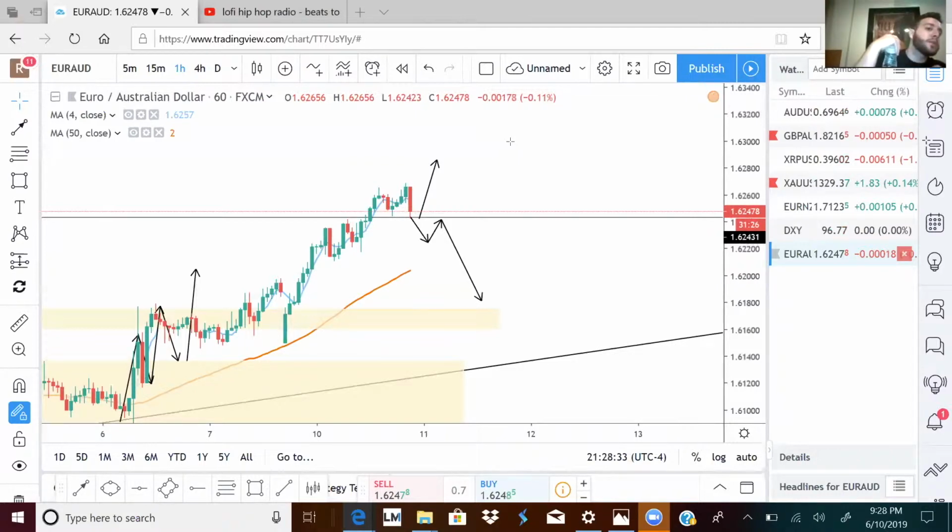Which one? Euro was about to crash. Euro's about to crash for sure. What?